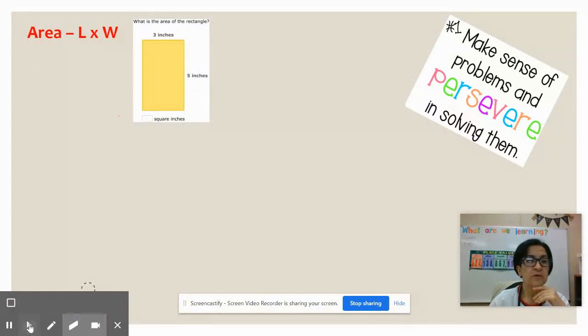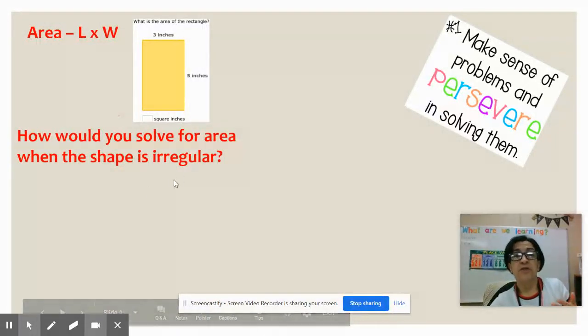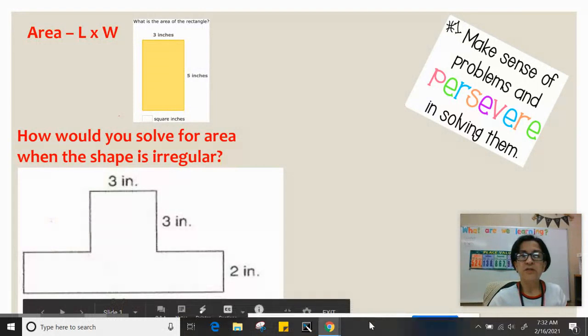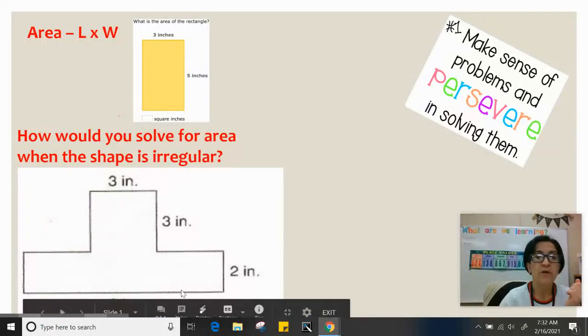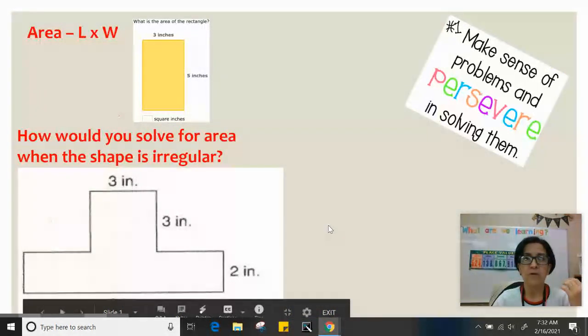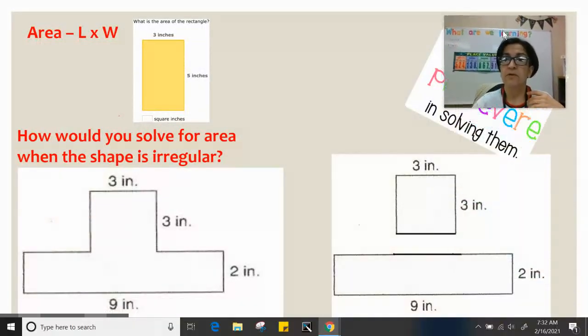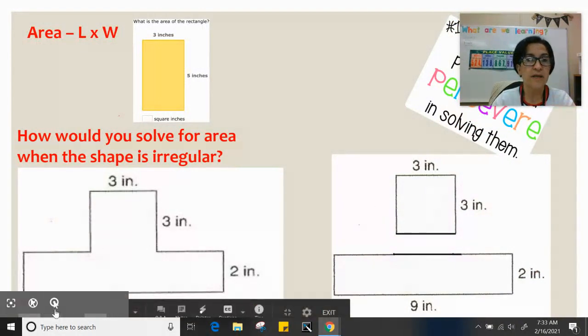Well, we also learned to find the area for a shape that is irregular. So if you have this shape, for example, how would you figure out the area of that shape? So one way we learned is to break this into, this is irregular, right? You break it into shapes that are regular, just like this one is regular, the yellow one. So how would you break this to make it regular? So here, look at this. It's the same. I just cut it here.